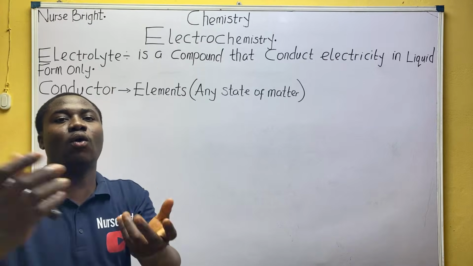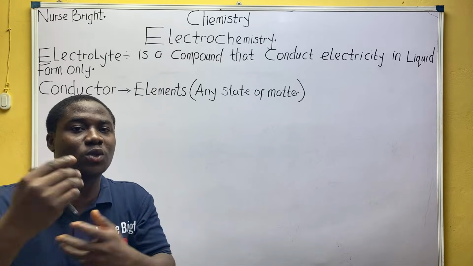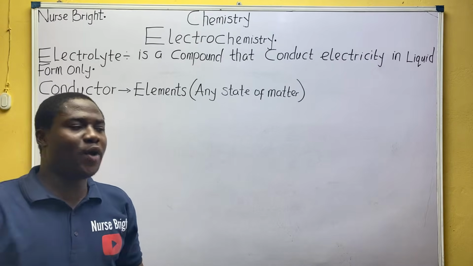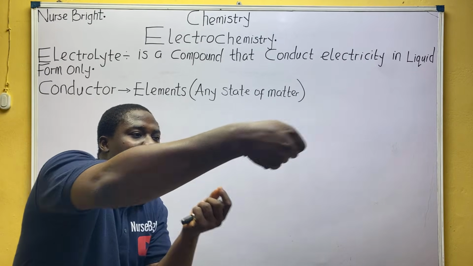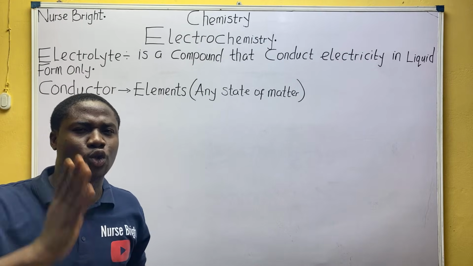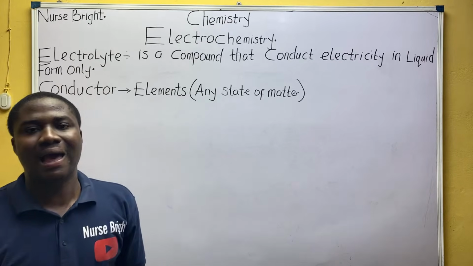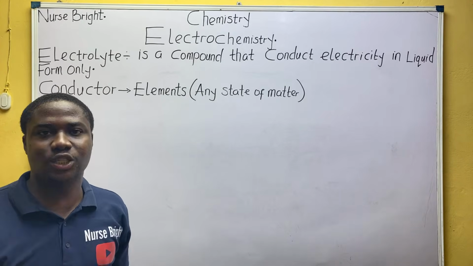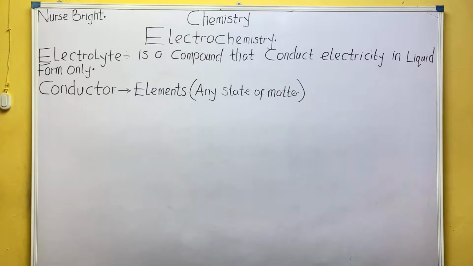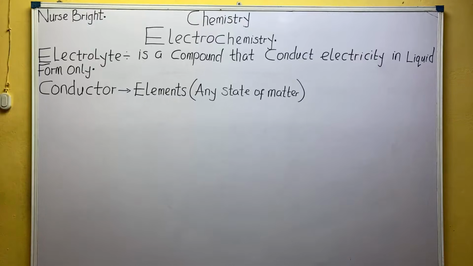Like all of those metals, iron and all those things, most of them are conductors. Because when you touch iron and there's electricity passing, it will actually shock that person. And iron is an element. So conductors, all of them are elements. Pay attention, all right? Conductors are elements that conduct electricity in any state of matter. These are the key differences between them, so we can move further.